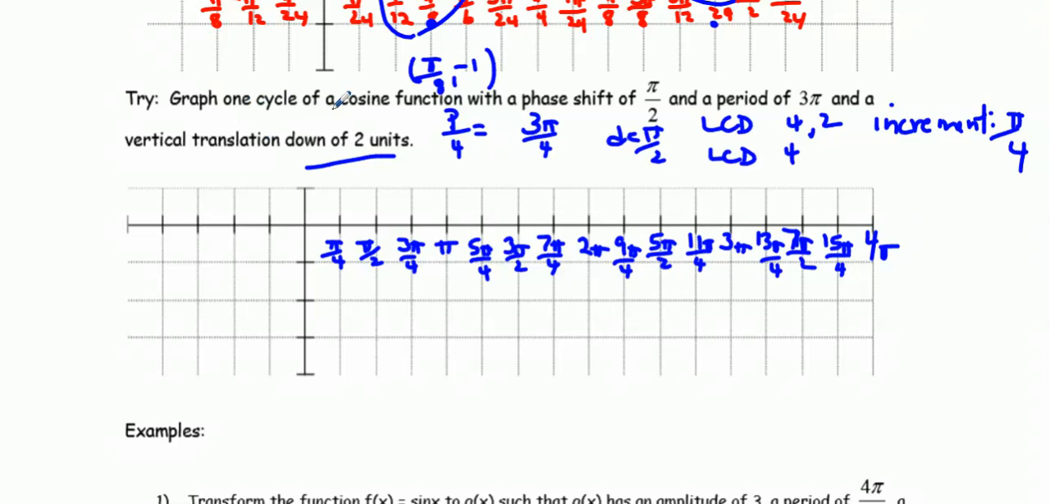It says graph one cycle of cosine with a phase shift of pi by 2 and a period of 3 pi. So what we would be doing here is going to our phase shift. Our phase shift is pi by 2, positive, so we're going over here. But now it has a vertical translation down 2 units. And we're dealing with cosine.